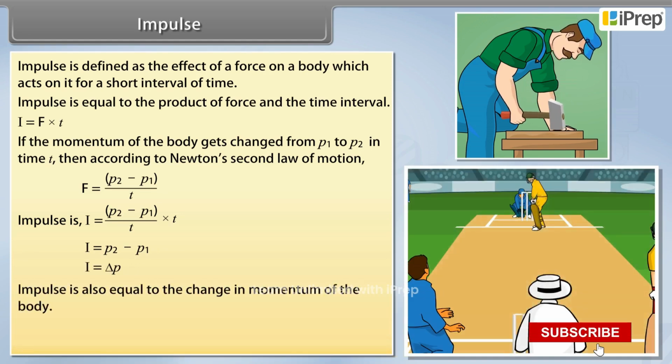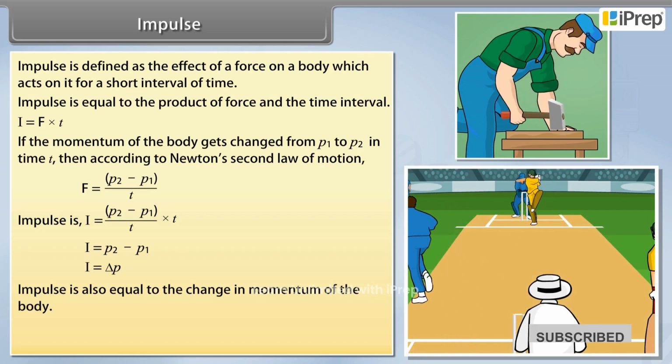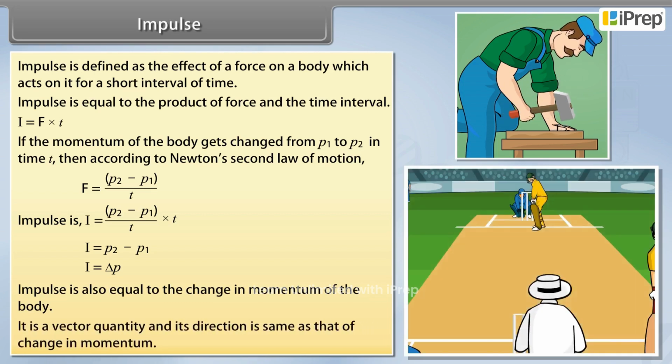Impulse is also equal to the change in momentum of the body. It is a vector quantity and its direction is the same as that of the change in momentum.